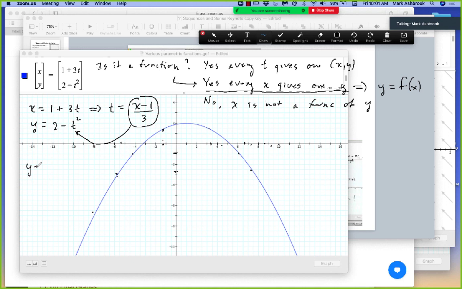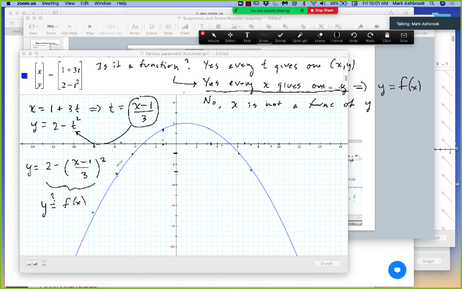So we'd have y equals 2 minus ((x minus 1) over 3) squared. And look, t is gone. And so the question is, is this a valid function? For every x that I pick, do I get exactly one y? Yes. If you put an x in here, you subtract 1, you divide by 3, you square it, you take 2 minus that, you're only going to get one value, right?